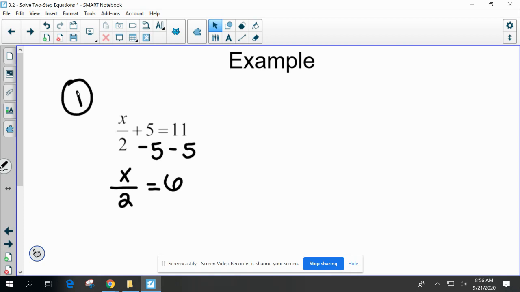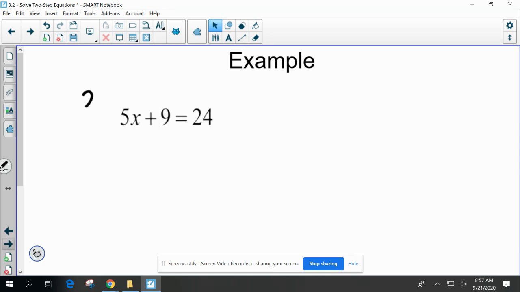Okay, so this is like x divided by 2. So I need to do the inverse, which would be multiplied by 2. So I get x equals 12. Okay, number 2.